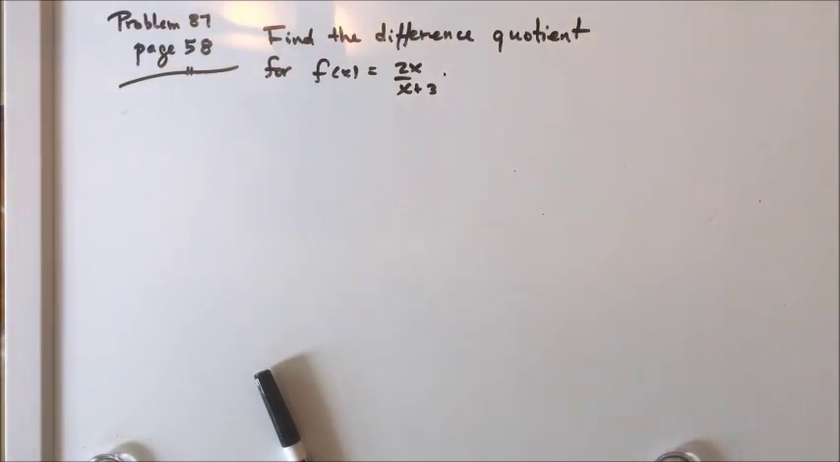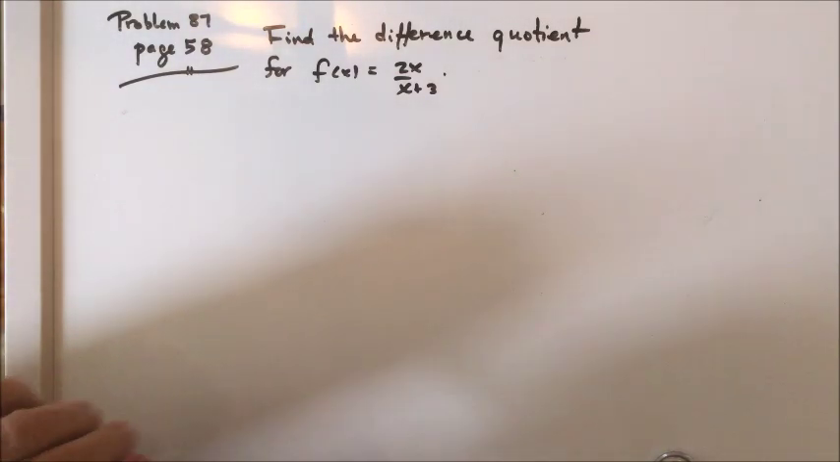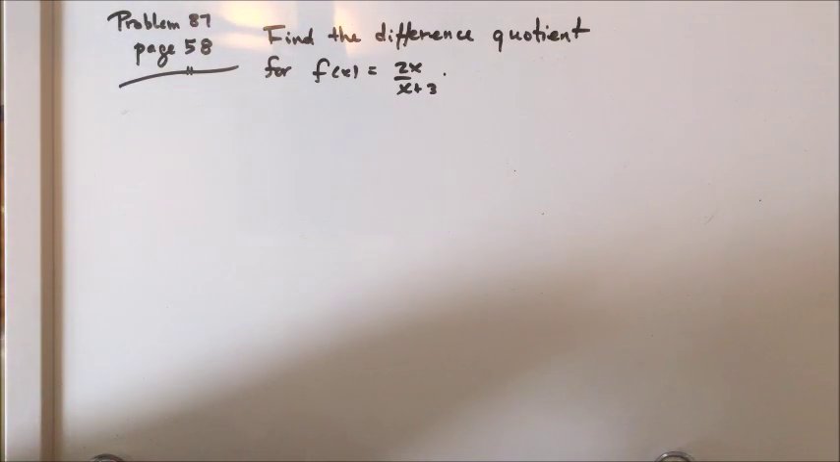Okay, welcome back. We're going to run through problem 87 on page 58. This is a sister to problem 84 on the same page, and both of them say, here's a function, find the difference quotient. So I won't take too much time explaining the difference quotient. I've done that already in class.